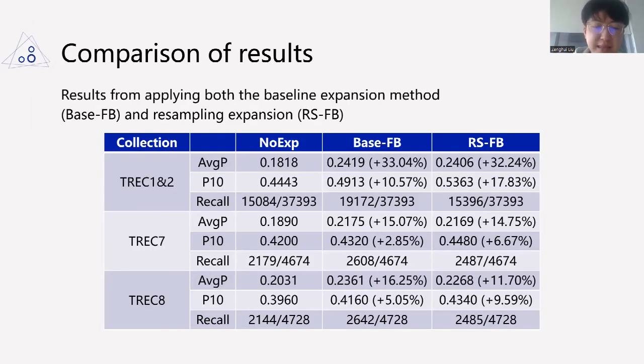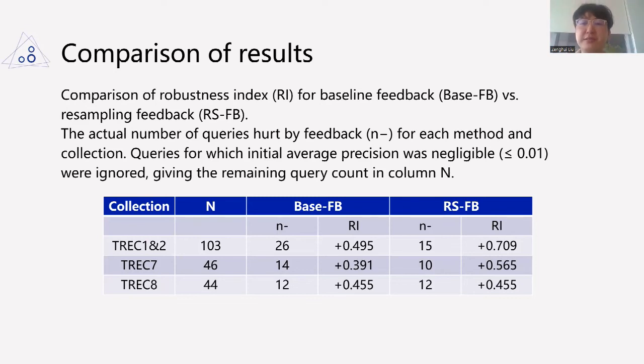From this table, we can see the average precision of the resampling method was comparable to the baseline method, achieving an average gain of 17.6% compared to using no expansion method across the three collections. The usual baseline expansion gain was 17.25%. The resampling method achieved consistent improvements in P10 over the baseline method for every topic set, with an average improvement of 6.89% over the baseline method. From this table, we can see the resampling method obtains a higher value than the baseline method on the robustness index.